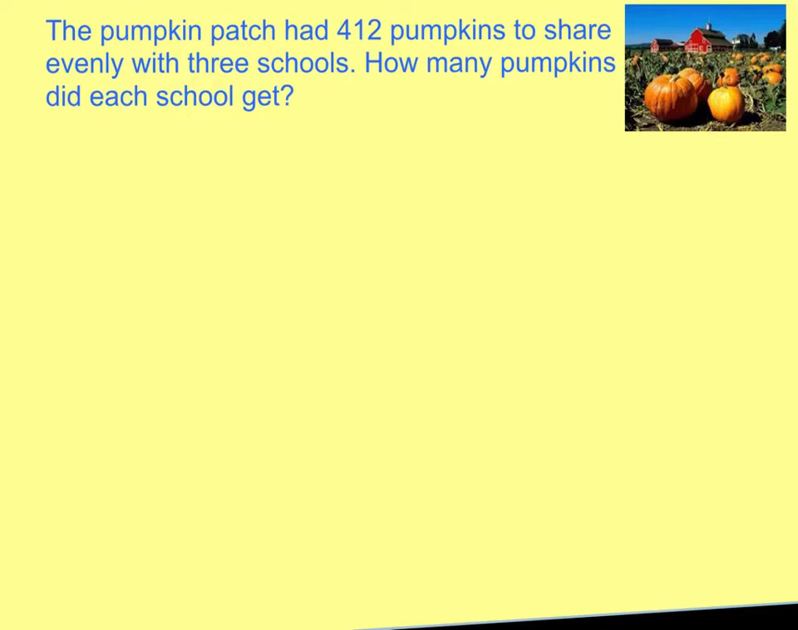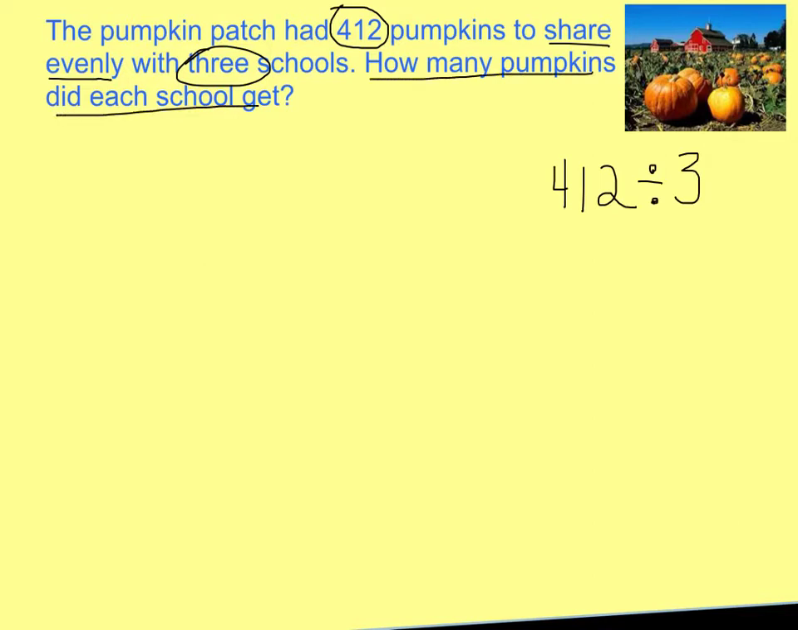Our first example says, the pumpkin patch had 412 pumpkins to share. I'm going to circle 412 because that's a number, that's my dividend. That's how many total pumpkins that they had. We're going to share evenly with 3 schools. Share evenly means I'm going to divide with how many schools? 3. So I'm going to put 3 right there. That's my divisor. That's how many equal groups there are. And the question's asking how many pumpkins did each school get. So that's going to be the quotient, the answer to my division problem.